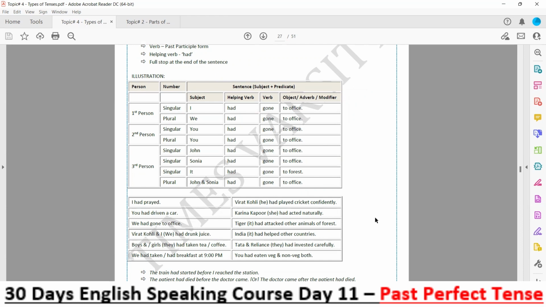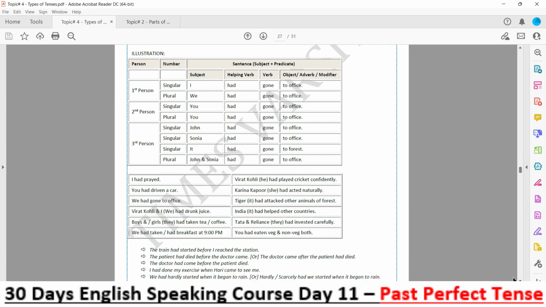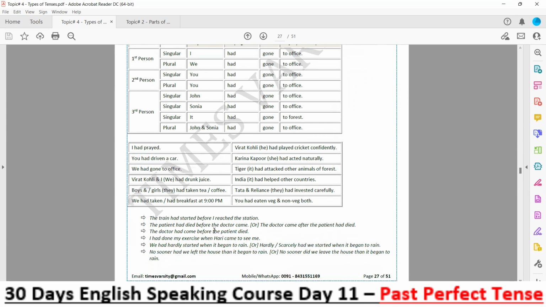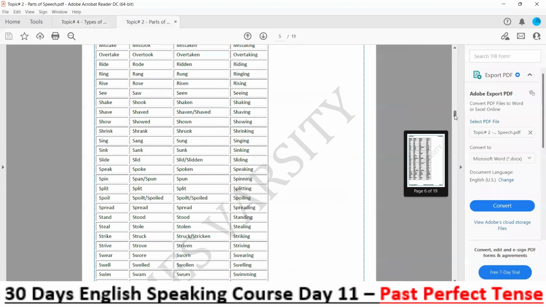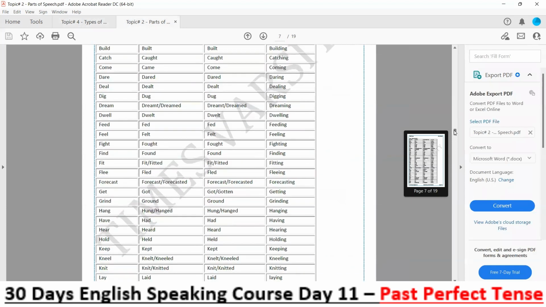Okay, so let's make some sentences. And here, look at some special sentences. The train had started before I reached the station. So the train has started. Up to here, it is past perfect, because the helping verb had is used, and the third form of the verb, started, is used.